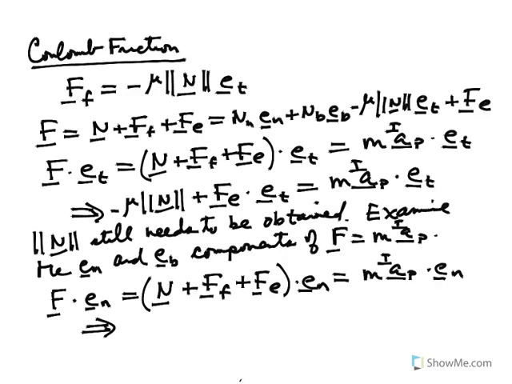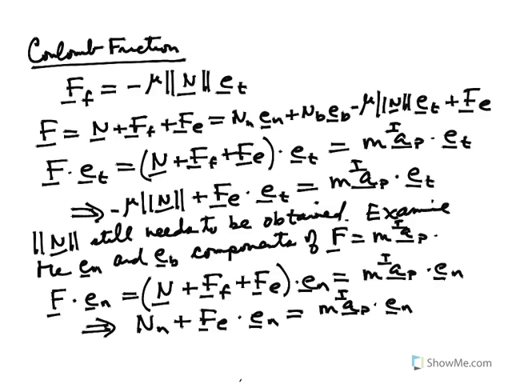When we do that, N dotted with E_n, because N has two components, N_n and N_b, gives me N_n. And then F_f dotted with E_n is 0 because F_f is in the direction of E_t, and so I get plus F_e dotted with E_n, and that equals the mass times the inertial acceleration dotted with E_n.